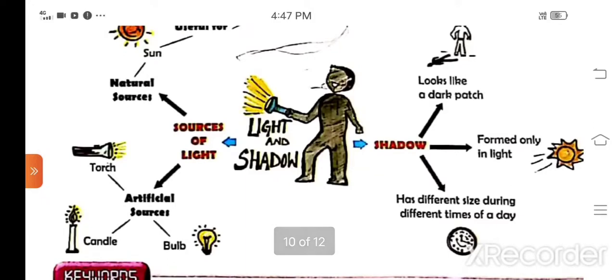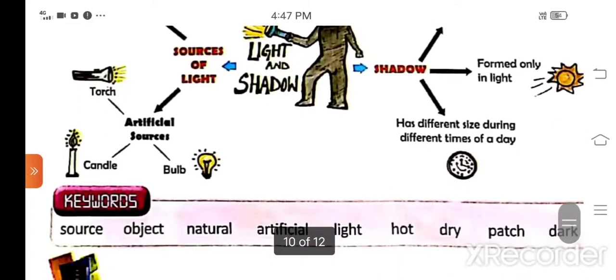Then what about shadow? We will read something about shadow. First, it looks like a dark patch. The shadow always looks like a dark patch formed only in light. When does a shadow form? The shadow forms only when there is light. The shadow does not form in darkness. And the third is, it has different size during different times of the day. As I told you, the shadow changes its size according to the different time of the day.